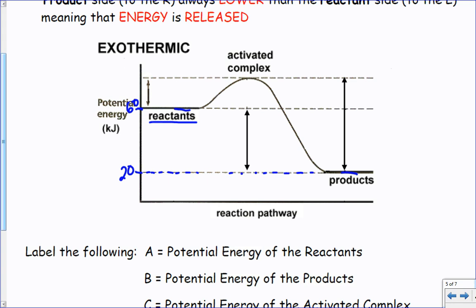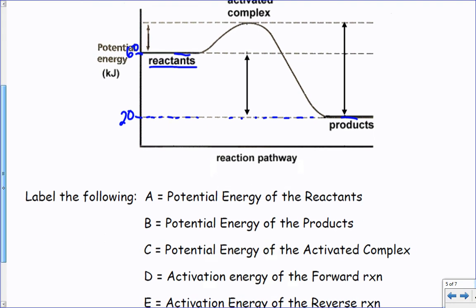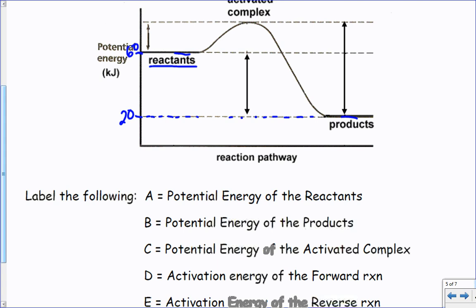So real quick, we're going to need to be able to tell exothermic from endothermic just by looking at the graph. Does it start high and go low, or does it start low and go high? And we need to get that right every time. So I'm going to go through this labeling again. It's very much the same. I didn't switch the letters around, although I could have. I'll do this one just a wee bit faster.